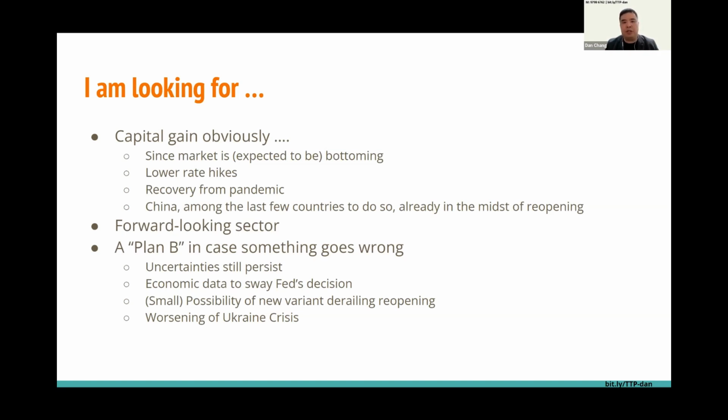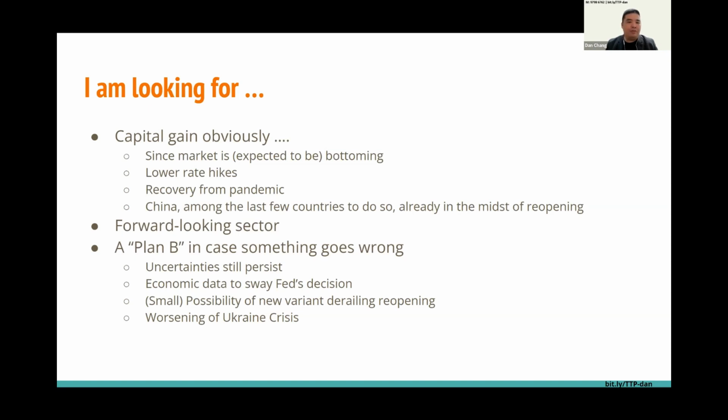As I mentioned earlier, uncertainty still persists. The first important economic data, the PPI data last week, was good. It shows inflation is easing, but that doesn't mean the next few data releases will stay the same. It is projected to show easing inflation, but we don't have a crystal ball, and I'm not a prophet either, so I cannot predict the future. There is always the possibility that something will go wrong.